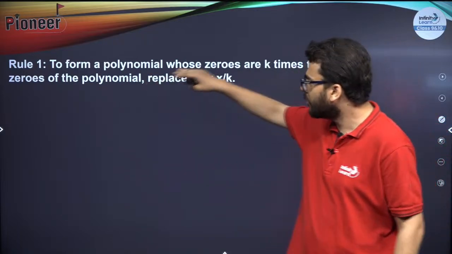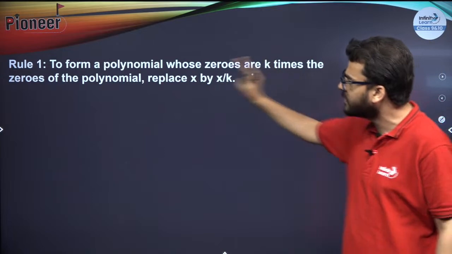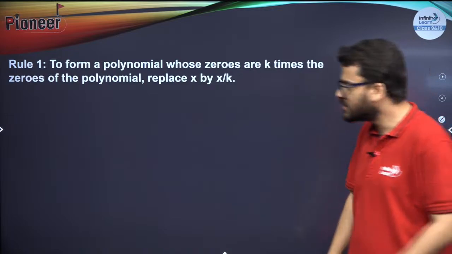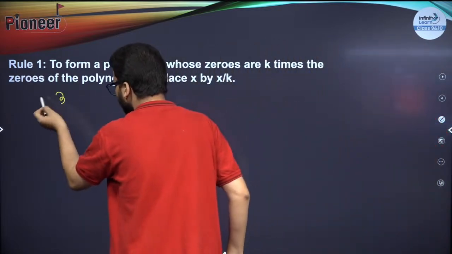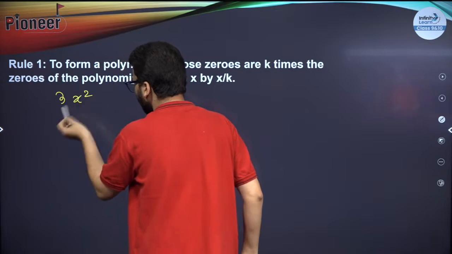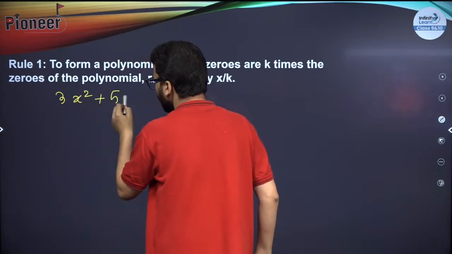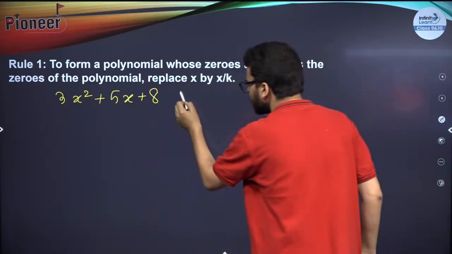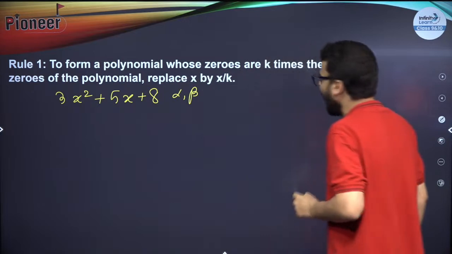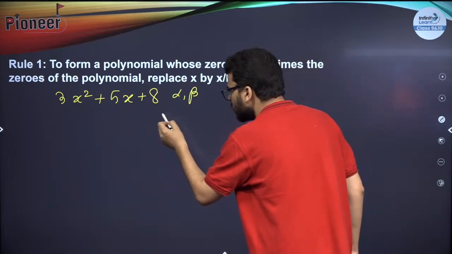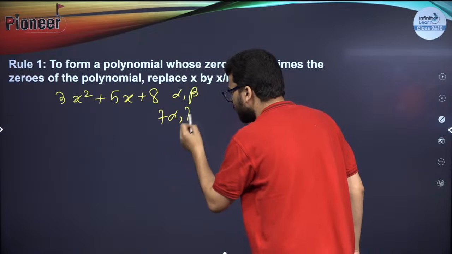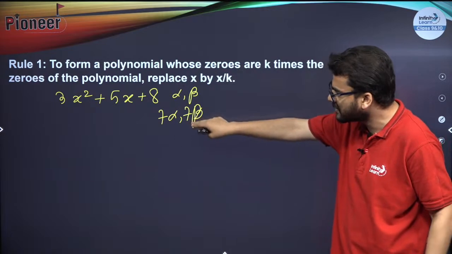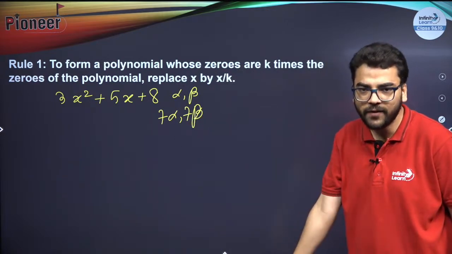For example, to form a polynomial whose zeros are k times the zeros of the polynomial, replace x by x over k. What does it mean? Suppose I've got a simple polynomial, any simple polynomial I'm taking, right? Suppose this is 5x and this is 8. Now suppose the zeros of this polynomial are alpha and beta, and I want a polynomial whose zeros are 7 alpha and 7 beta. You got that clear? So what will I do?